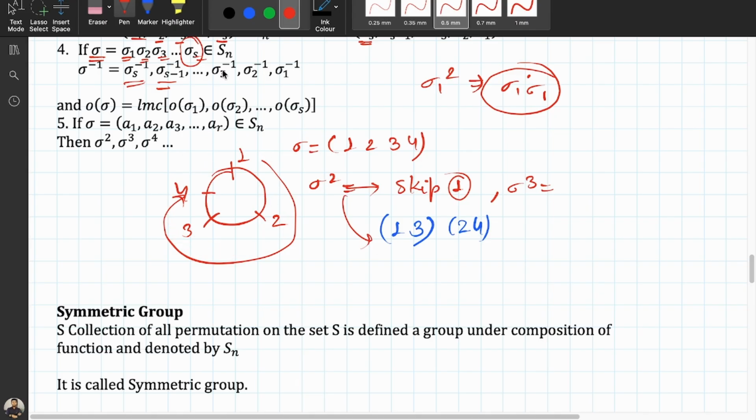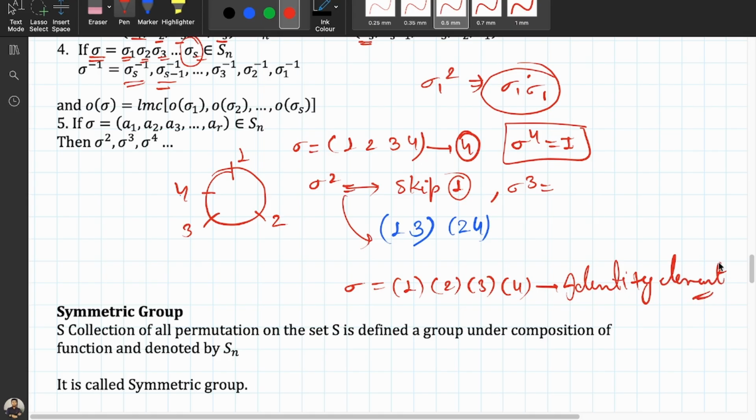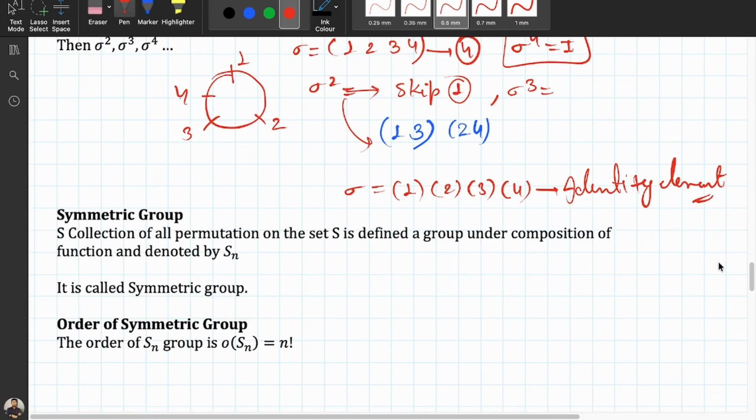So it means if you have any cycle of length r, say length 4, then sigma power 4 is the identity. If you write sigma 4, it means skip 4: 1 goes to 1, 2 goes to 2, 3 goes to 3, 4 goes to 4. What is the meaning of identity? 1 goes to 1, 2 goes to 2, 3 goes to 3, 4 goes to 4. This is the identity element. Okay, so this is all about permutations and their algebra.